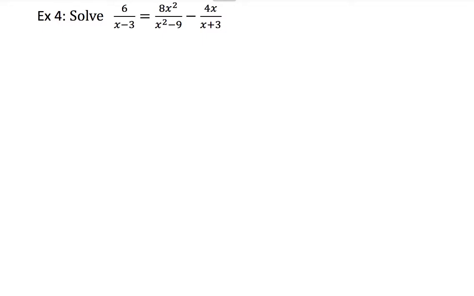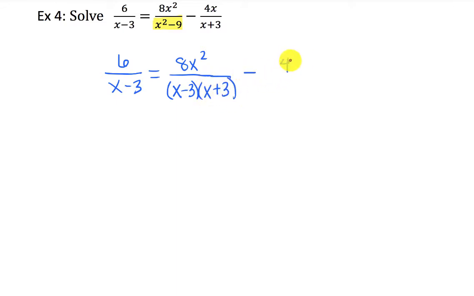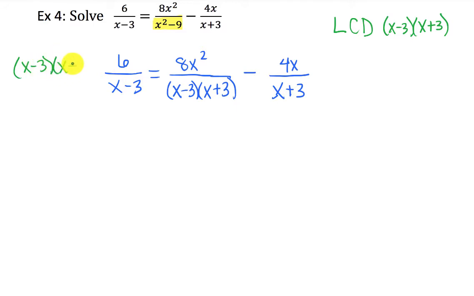Hopefully you're getting the hang of this. Let's try one more example for this lesson. I'm going to start by factoring our denominators, and you see we have x squared minus 9, which is a difference of squares. So you can factor that into the quantity of x minus 3 times x plus 3. Rewrite the equation with all of the denominators factored before you identify your least common denominator. Now you can easily identify that the least common denominator here is x minus 3 times x plus 3. So that's what I want to multiply both sides of the equation by.